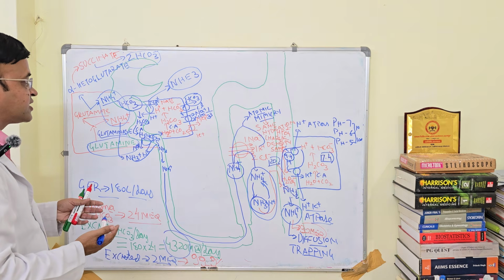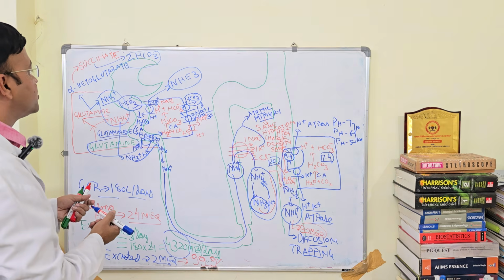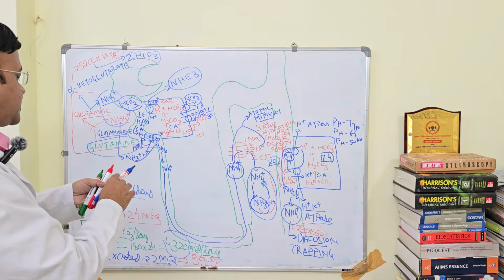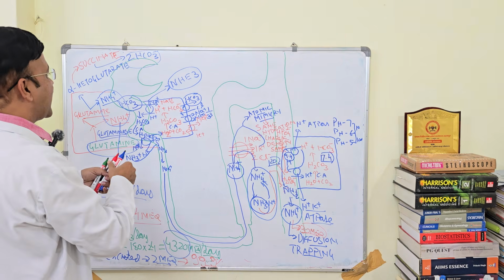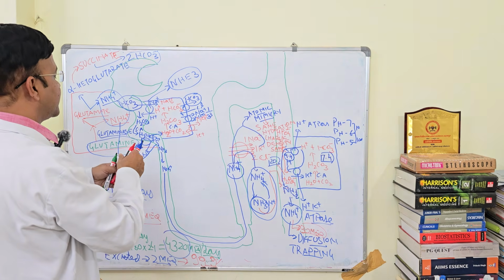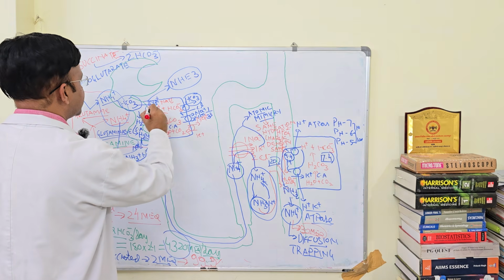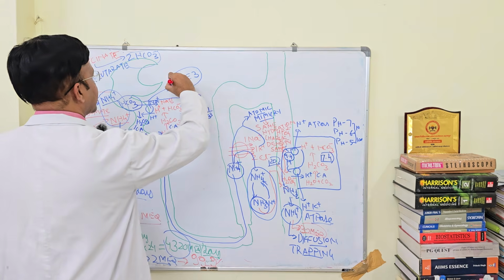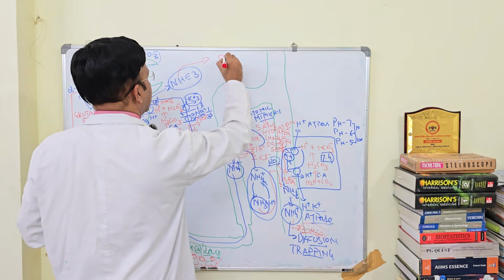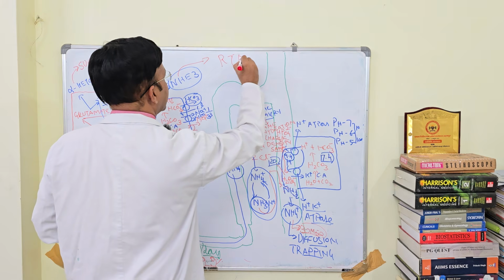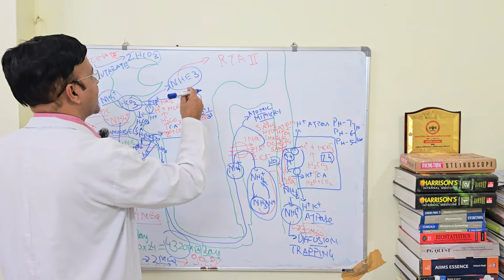First of all, we will discuss the proximal renal tubular acidosis, or called renal tubular acidosis type 2, right? In proximal renal tubular acidosis, the NHE3 transporter is involved, right? So in renal tubular acidosis, we also call it RTA2, right? Or proximal renal tubular acidosis.